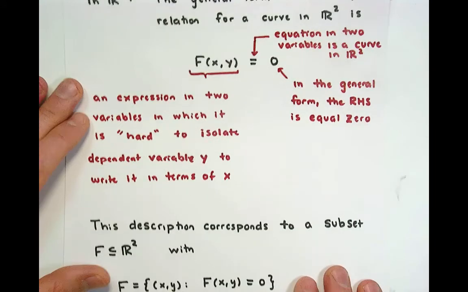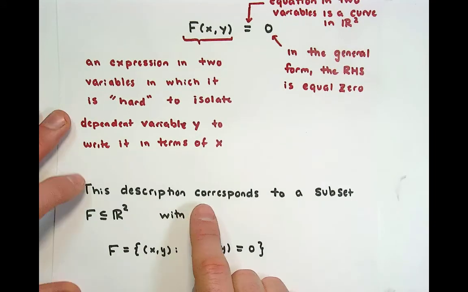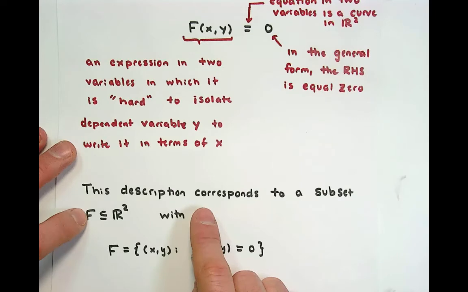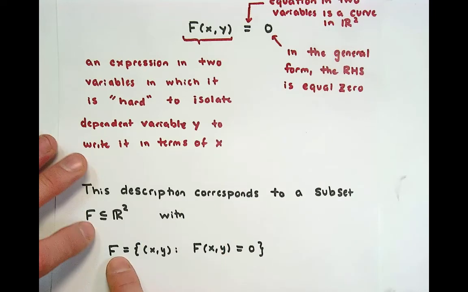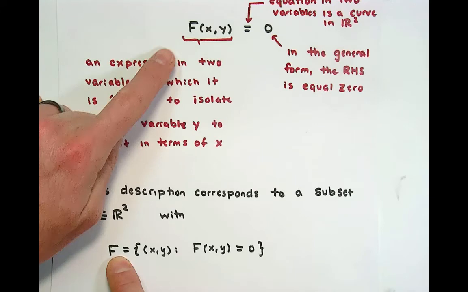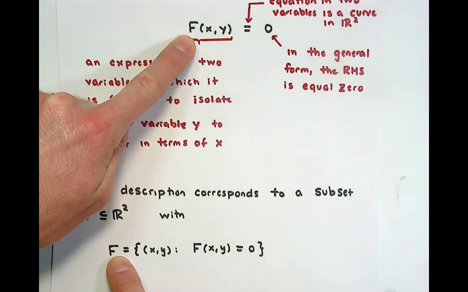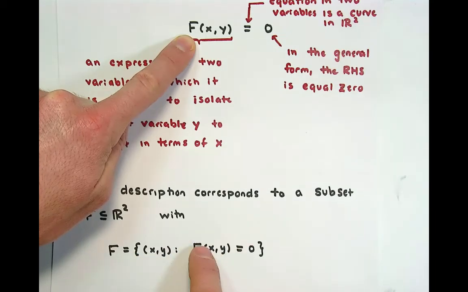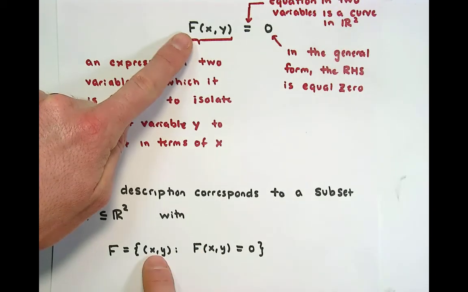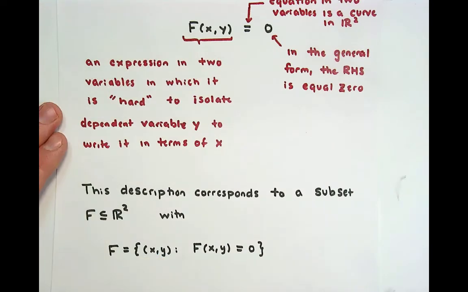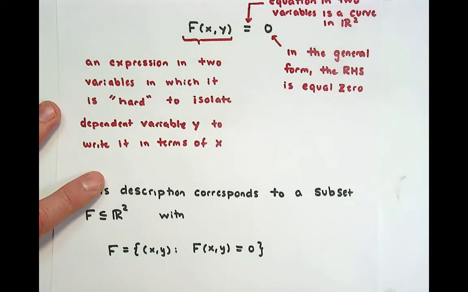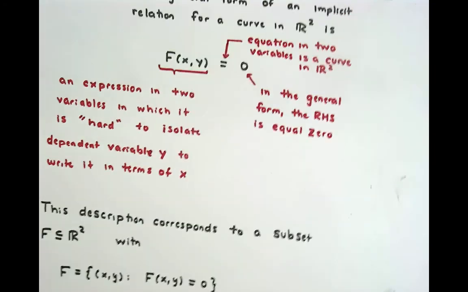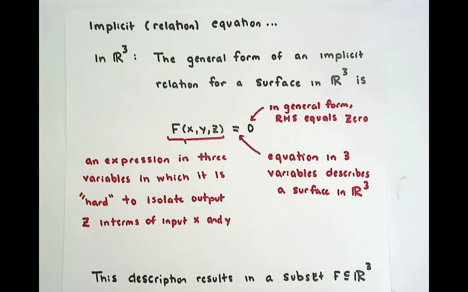This description, of course, corresponds to a subset, capital F of R2, where capital F is not the name of the expression on the left-hand side. Instead, it's a set of all ordered pairs x comma y that satisfy this equation. So it's all x comma y that make this equation true. When we graph this, this will correspond with a curve. Of course, not only do we do this in R2, but we also do it in R3.